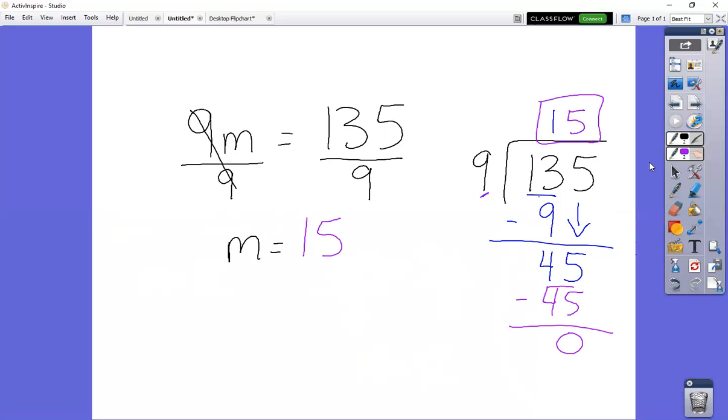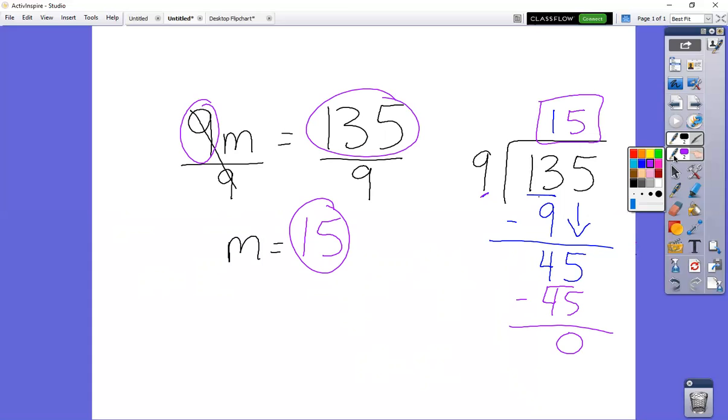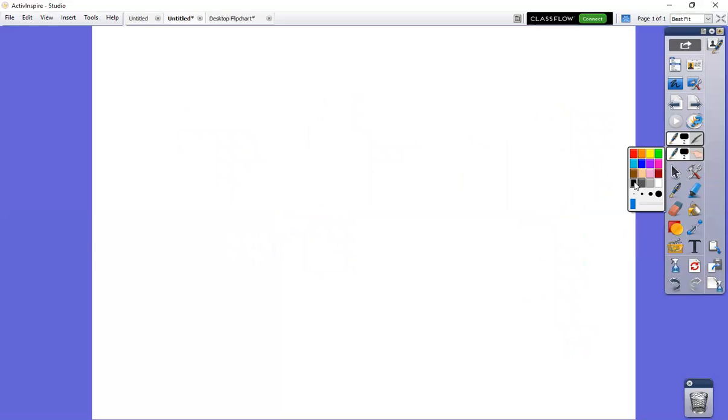So m equals 15. That means 9 times 15 equals 135. Okay, and you can look over here, and that's what this means over here as well. 15 times 9 equals 135. All right, if you need to go through that one more time, I know we went a little quick. You can go back and watch that part again. I'm going to do one more problem with you tonight. We are going to do 3m equals 54.